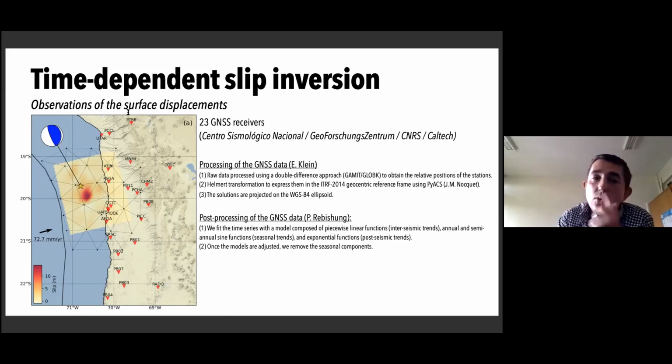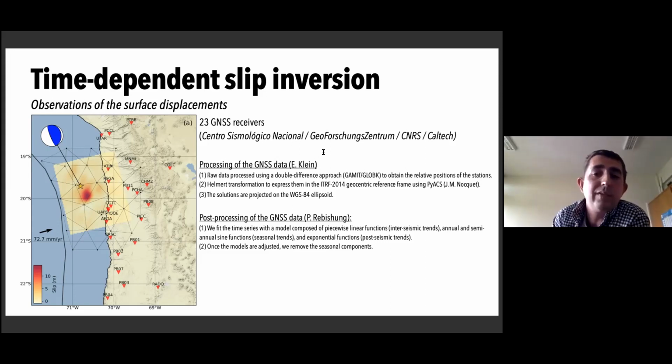So we had access to 23 stations. They are highlighted here by the red triangles. This is just a map of the co-seismic slip distribution from the main shock that was obtained by Zach in this study. The hypocenter of the main shock is here with the focal mechanism, which is a plate interface event. They come from different networks: CSN, EFZ, CNRS, and Caltech.